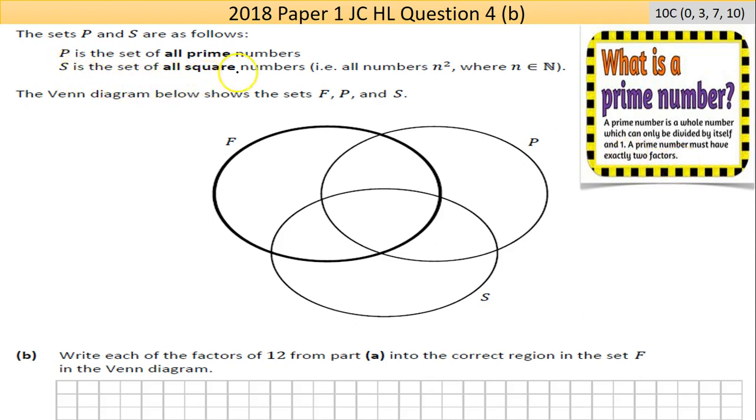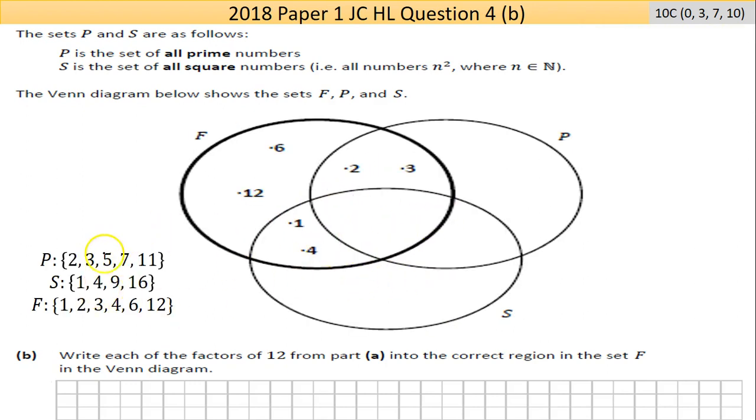Now, S is the set of all square numbers, all numbers n to the power 2, where n is a positive number. So the Venn diagram below shows the sets F, which is our factors from part A, P, which is our prime numbers, and S is our square numbers. So we need to fill in this Venn diagram.